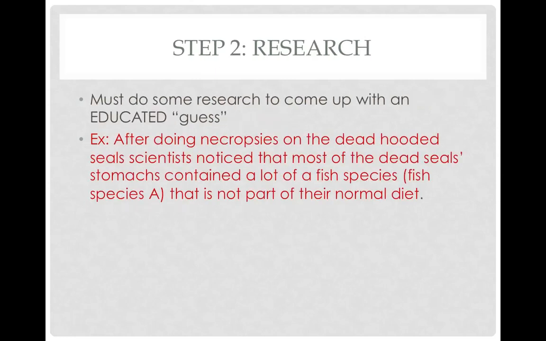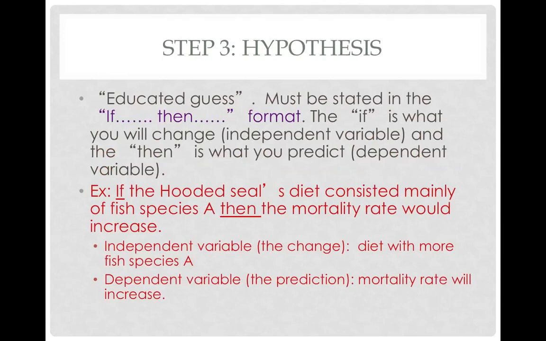Step 2, you must do some research to come up with an educated guess. So the research that was done, and I kind of made this part up, was after doing necropsies, which are autopsies on animals. So after doing necropsies on the dead hooded seals, scientists noticed that most of the dead seals' stomachs contained a lot of a fish species, and we'll call that fish species A, that is not part of their normal diet. So basically after doing necropsies on these hooded seals, they realized the ones that were dead had a particular fish species in their stomach that wasn't really known to be part of the hooded seal's normal diet. So with this knowledge, the scientists were able to come up with a hypothesis, an educated guess.